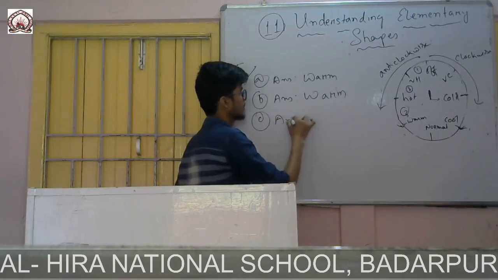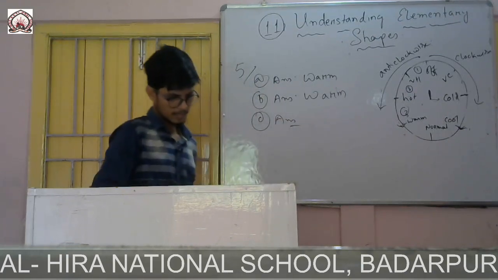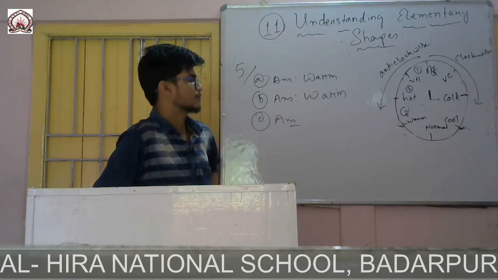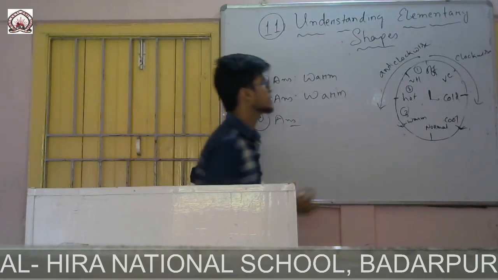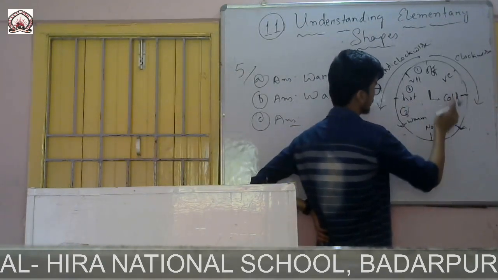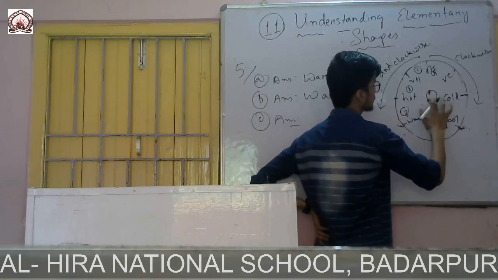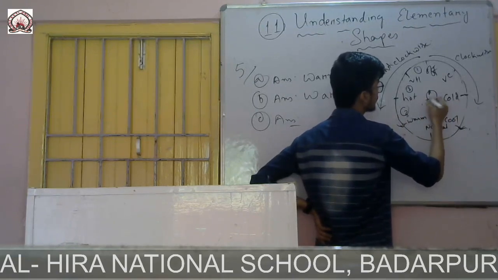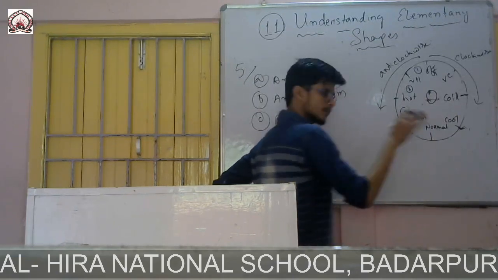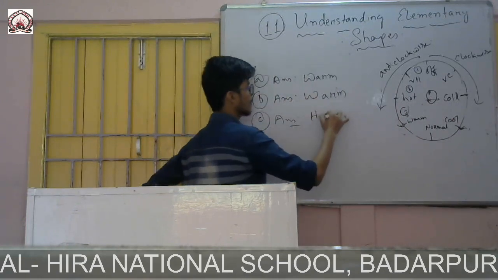Now see, 360 degree anti-clockwise from hot. 360 degree means if it starts from here, from hot, where is hot? It is there. So if it starts from here, then again it will come back to this position. That means it will be the same one. It will be hot.